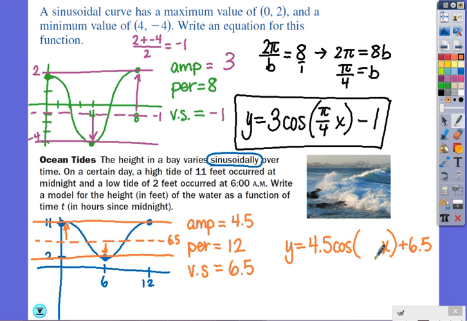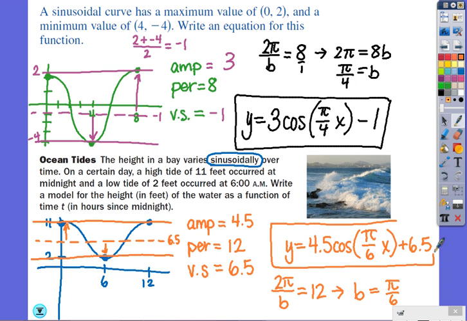And then we just have to figure out what our value of B is every single time, you guys. It's always a sine or cosine curve. 2 pi over B equals the period. Solve that for B. This time it's going to be pi over 6. So then you can plug in any time of day and you'll know what the height in the bay is. That's useful.